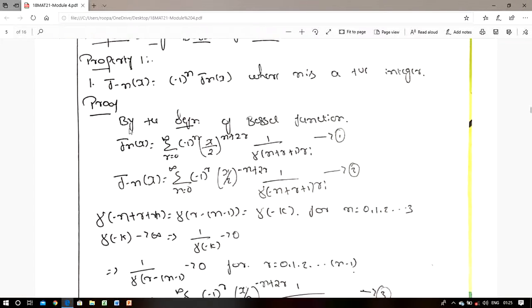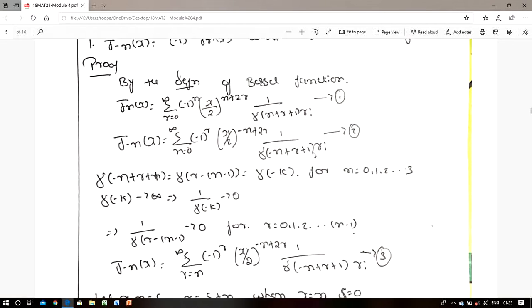First we take the definition of Bessel function. Definition of Bessel function is Jn of x is equal to summation r is equal to 0 to infinity, minus 1 to the power of r, x by 2 whole to the power of n plus 2r into 1 by gamma of n plus r plus 1 into r factorial.